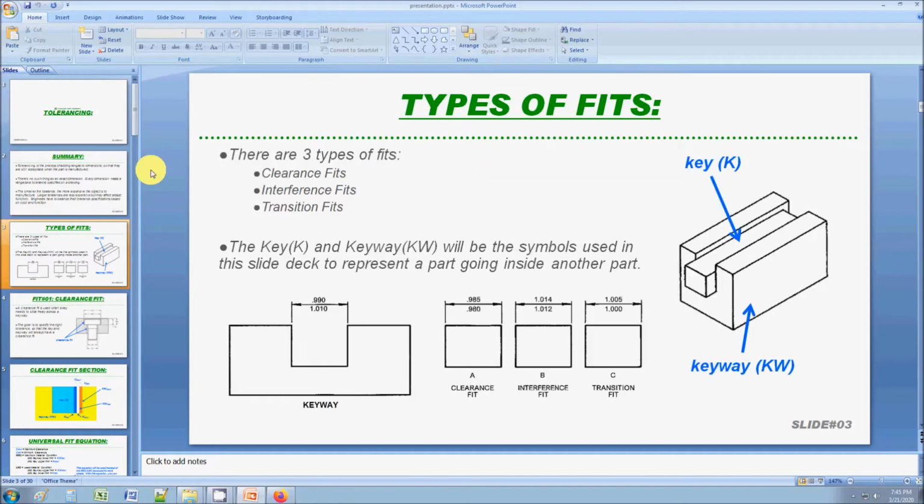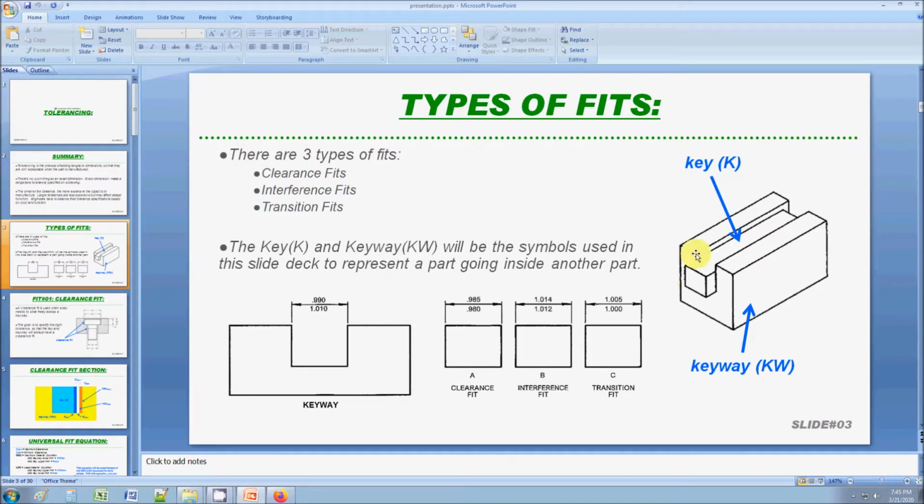So the first question you've got to ask yourself is, what kind of fit do these two pieces have? In an assembly, you will come across a key and a keyway. A key is a symbolic term for something that fits inside a keyway. So you'll come across this thousands of times on an assembly, and you've got to ask yourself, are you looking for a clearance fit or an interference fit?